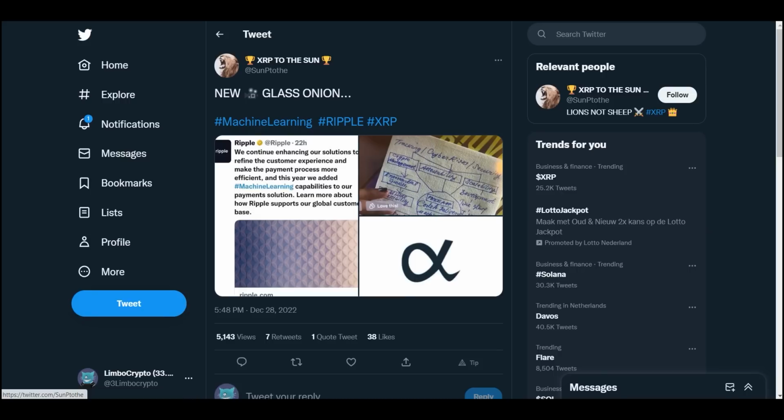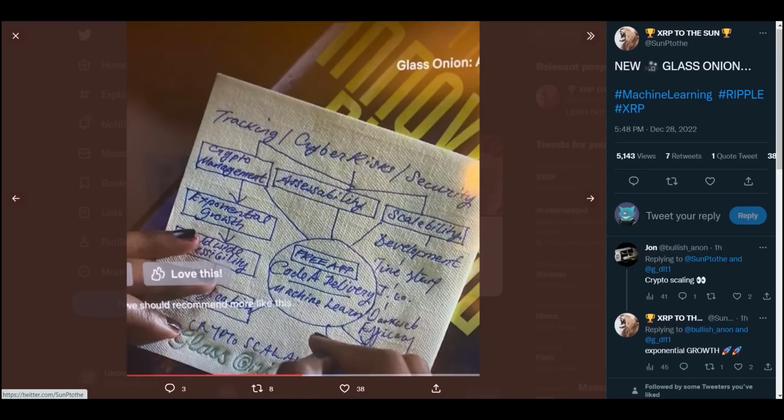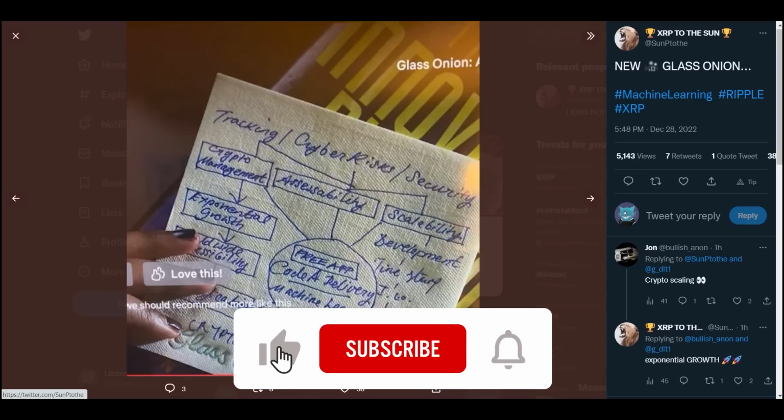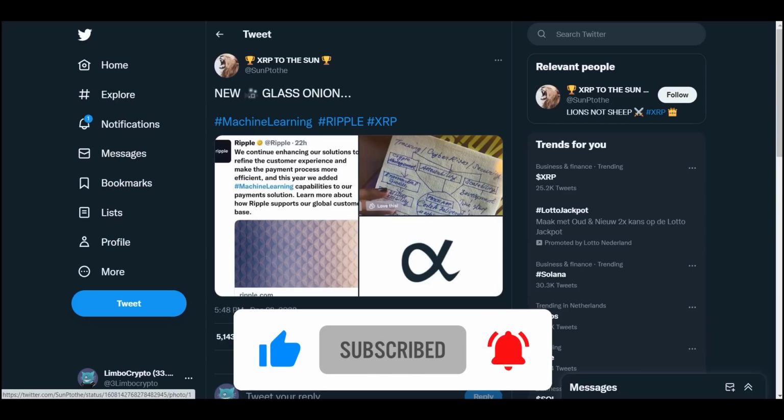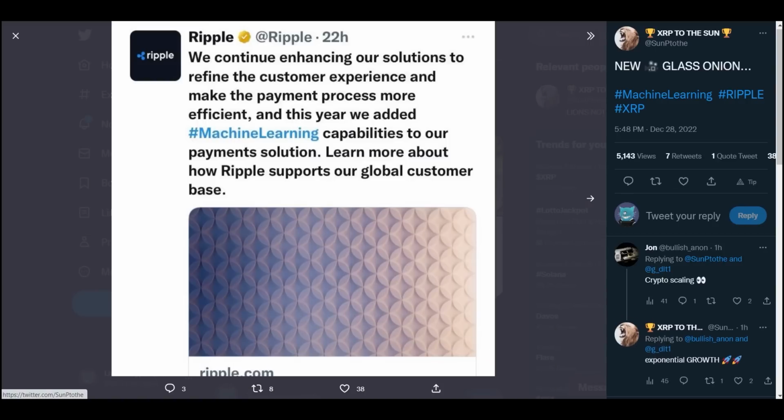Here we can see Glass Onion, machine learning. Now, I don't know if you have watched the movie, but you could see that this was the symbol. And on the paper, which was in the movie, you could see machine learning here, crypto management. And you can see that this is related to XRP because they just announced: we continue enhancing our solutions to refine the customer experiences and make the payment process more efficient. And this year we added machine learning capabilities to our payment solution.